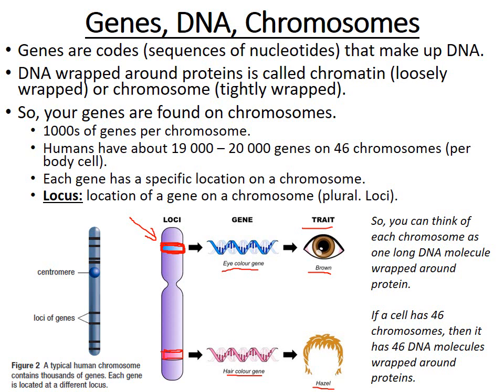The location of a gene on a chromosome is called the locus. So we might say the locus for eye color, the locus for hair color. The plural of locus is loci. So there are gene loci, or a gene locus, singular. Now humans have about 19,000 to 20,000 genes. And all those genes are found on their chromosomes. Specifically, they're found on 46 chromosomes. So in your body cells, there are 46 chromosomes, and those 46 chromosomes have all your 19,000 to 20,000 genes.